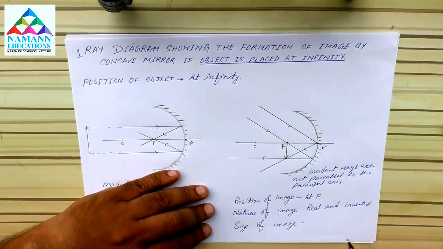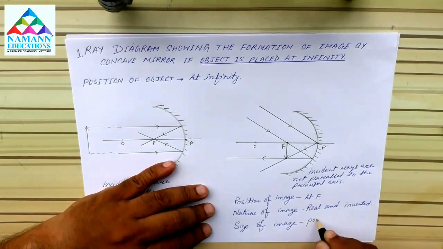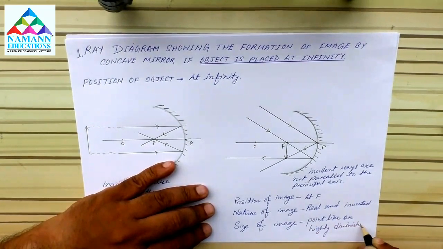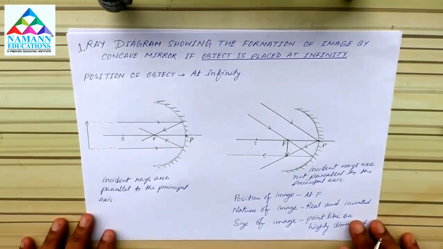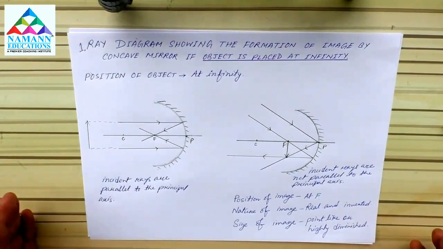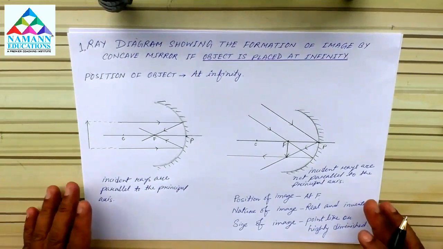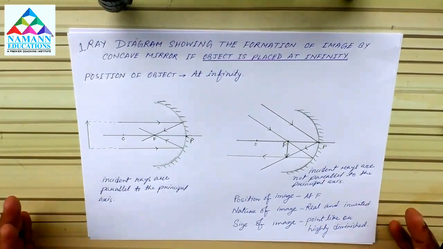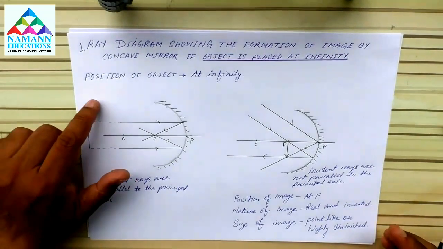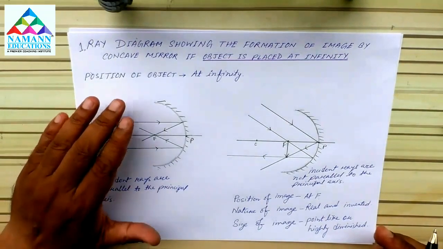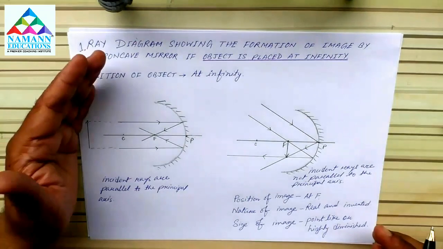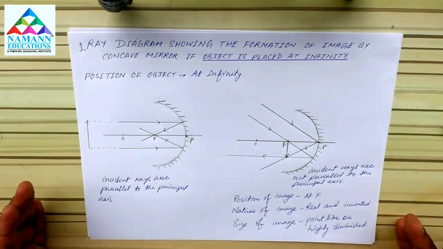And size of image is point like, or we can say highly diminished. Point like or highly diminished. So we discussed the first ray diagram for concave mirror. In total we will discuss 6 different points, and the first point where position of object is at infinity. If object is placed at infinity, image is formed at focus.